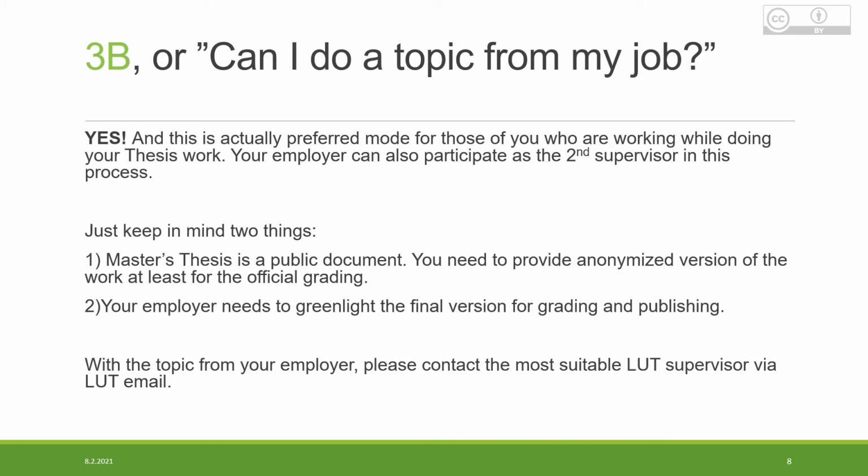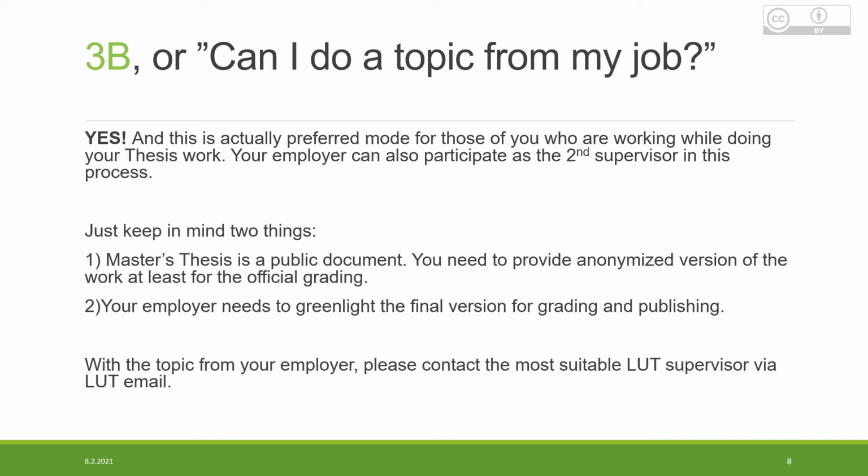If your employer offers you a topic or there is a project starting that could be expanded on your behalf also as a master's thesis work, your employer can also participate in the process itself by nominating a second supervisor for your work. This person, the second supervisor for your master's thesis, can be anyone who has at least a master's degree or equivalent from any university, college, or such institute.